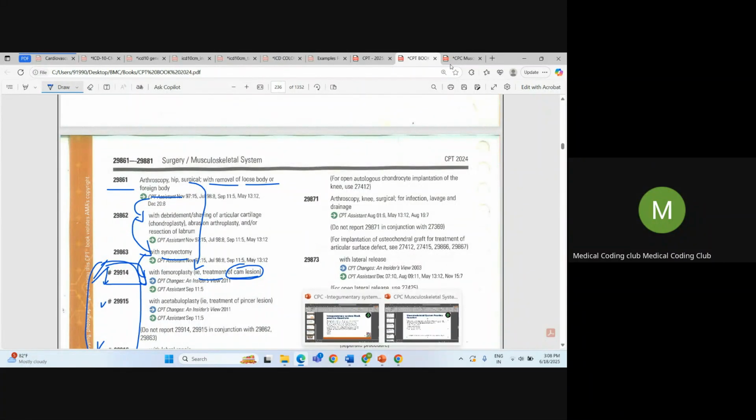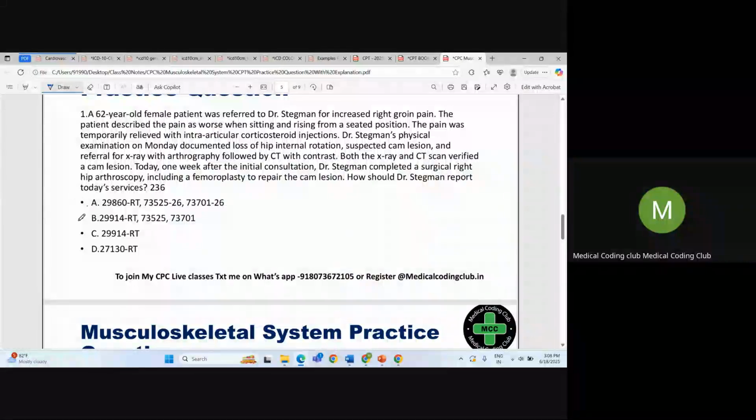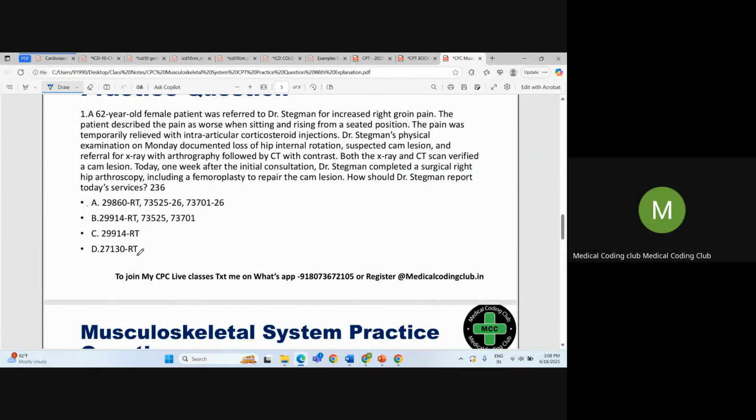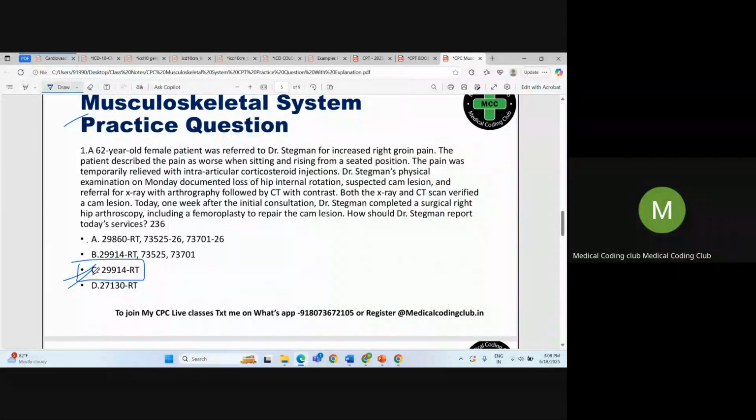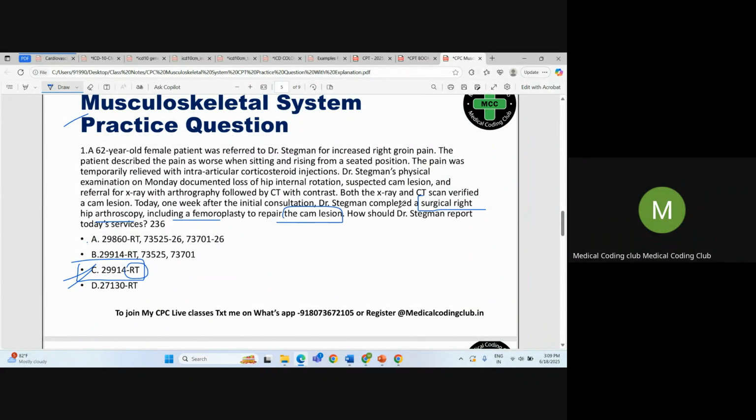So option C is correct. You can refer to all the options, take your time and read the question, go and refer to all of the options, eliminate options, and you can also conclude your answer. So here, the correct answer is option C. I'm not going through all the options and verifying. I'm just explaining the question and directly giving you the rationale. So answer C is correct, since I have shown the description of the code, which rightly suggests that they performed surgical right hip arthroscopy, including femoroplasty, for the treatment of a cam lesion. So why are we using RT? We are using RT because it is the right hip, right side, so they are using the RT modifier.